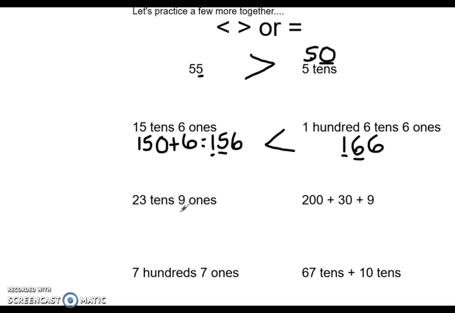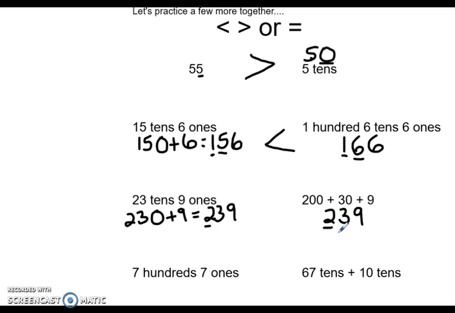Let's do one more together. Here we have 23 tens, 9 ones, and we're comparing it to 200 plus 30 plus 9. So again, we're going to write our number in standard form first. 23 tens, we can replace the word tens with a 0, and that number is actually 230. Plus 9 ones will give us 239. Here we have 200 plus 30 plus 9, which actually gives us 239.